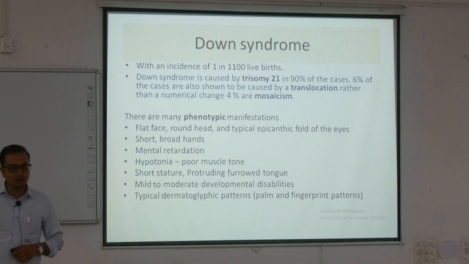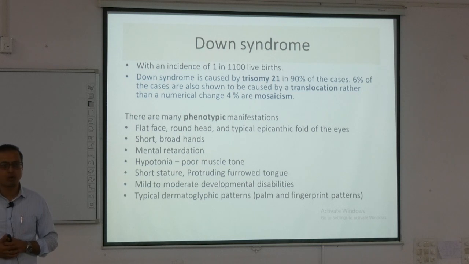They have stunted growth. They have short stature, arms are short, fingers are short, digits are short. They have facial characteristics which are a broad, flat face. They have a rounded head. They have a typical fold in the eyes, which we call epicanthal folds. And the muscle tone is really less. We call this hypotonia.